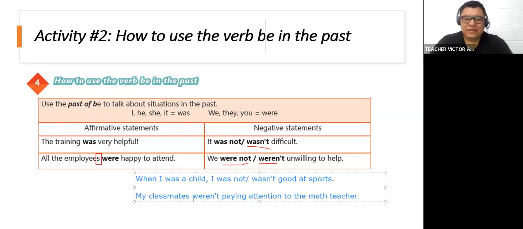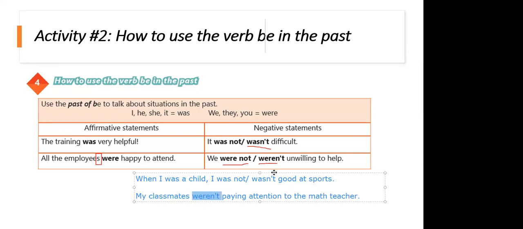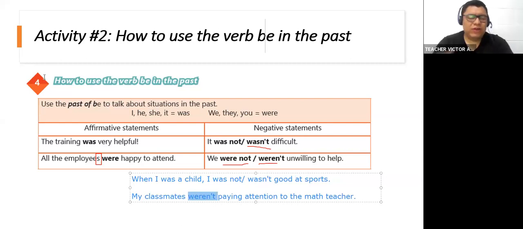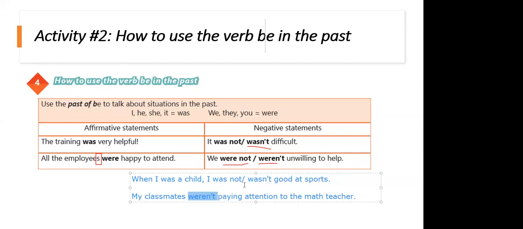Okay, that's correct. So in that case, because I'm saying my classmates, it's more than one, right? So in that case, we use weren't. All right. Before I continue, guys, do you have any question at this moment? Maybe something that is not clear? Any question or doubt?